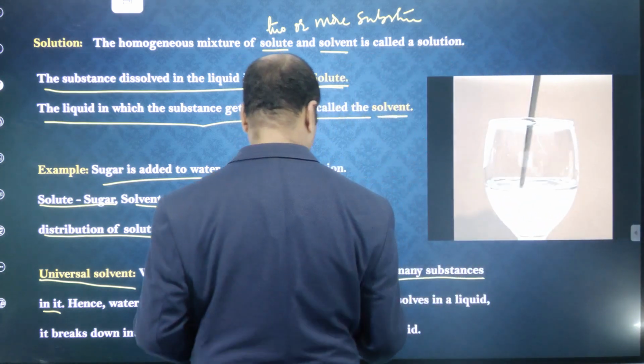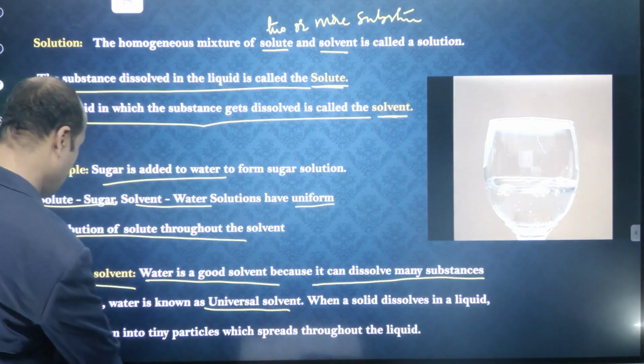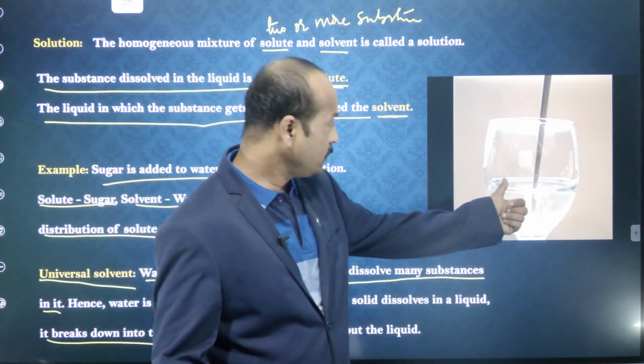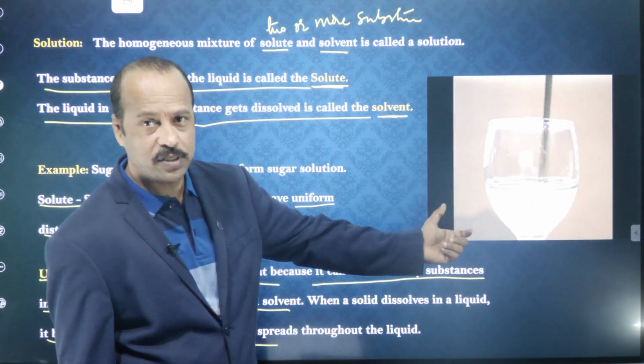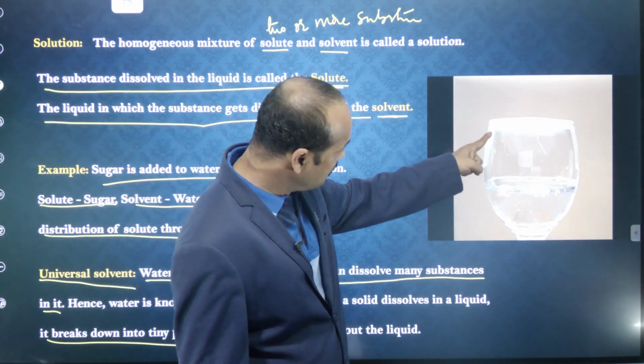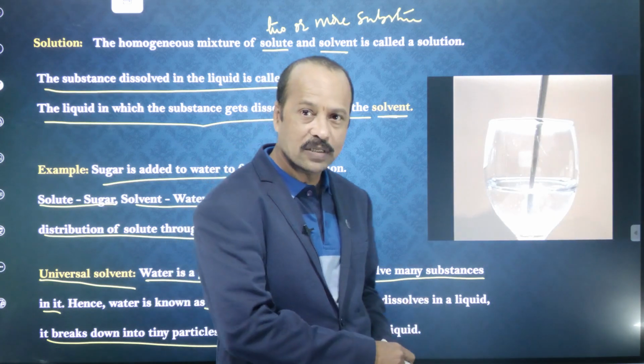So when a solid dissolves in a liquid, it breaks into tiny particles. Now see this picture. Can you see the picture? Here, first you take the water, and when adding the salt, you can see the salt. But after stirring, can you see the salt?